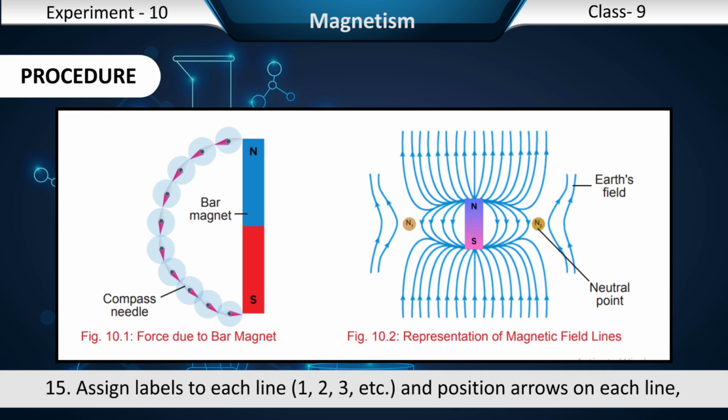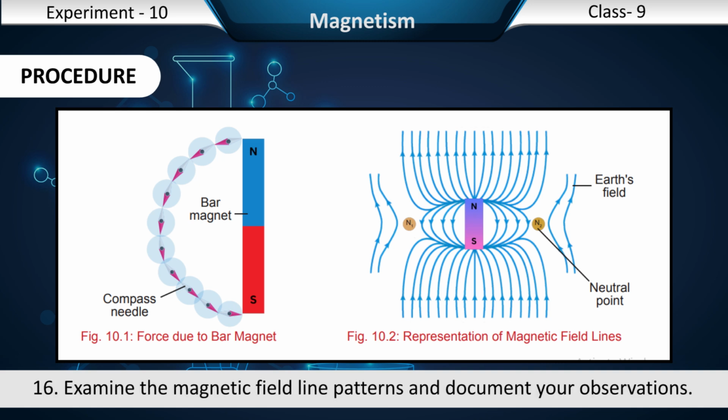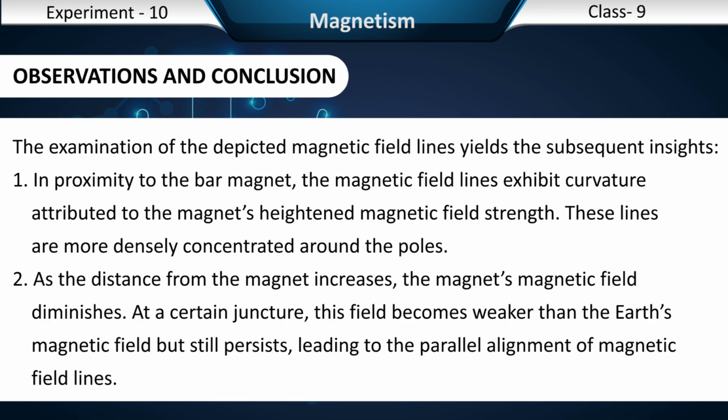15. Assign labels to each line, 1, 2, 3, etc., and position arrows on each line, indicating the direction, from the magnet's north pole to its south pole. 16. Examine the magnetic field line patterns and document your observations. Observations and conclusion. The examination of the depicted magnetic field lines yields the subsequent insights.